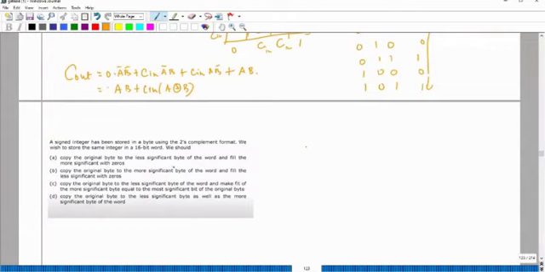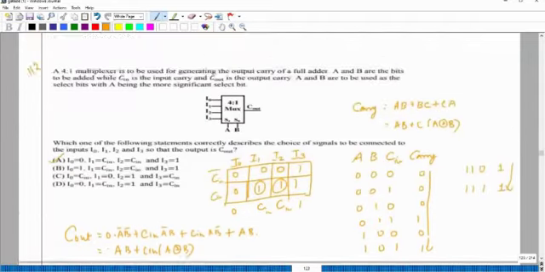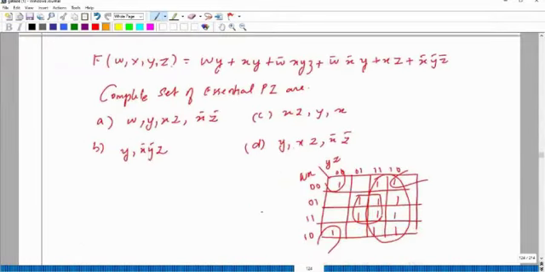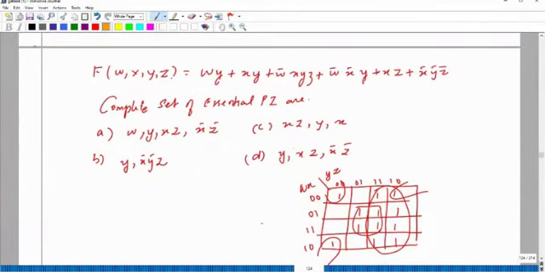A signed integer has been stored in a byte using a 2's complement format. We wish to store the same integer in a 16-bit word. We should. So C is your answer. We'll discuss this one in the next class. Okay. 130.